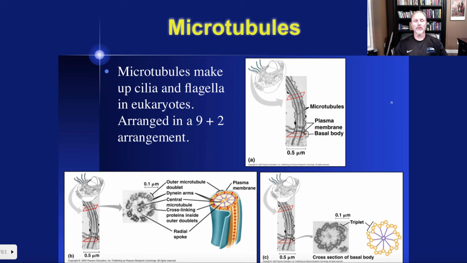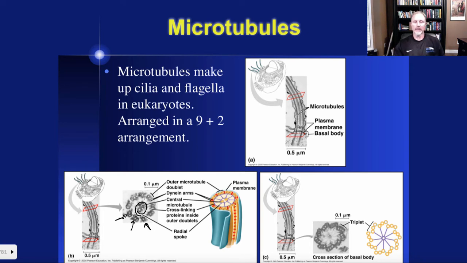Now the microtubules themselves make up the cilia and flagella of the eukaryotic types of cells. And they have a very unique arrangement. It's called a 9x2 arrangement here. Basically, what you have is a series of doublets. So here you can look, and if you were to count all these all the way around, you would see 9 of them wrapped around this central core here of 2. So there's your 9x2 arrangement.